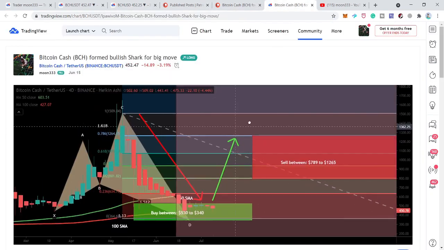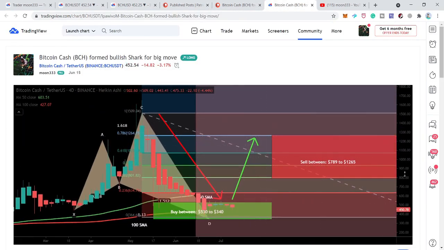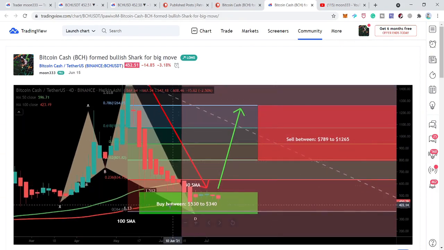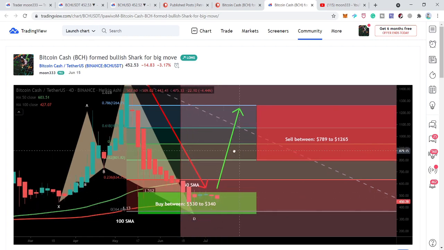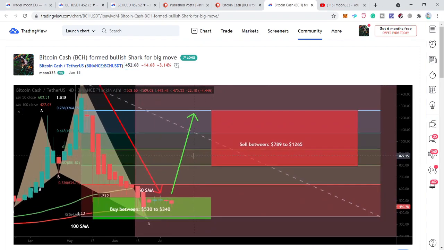This is a very big bullish shark pattern that has now been completed, and you can see that the buying zone of this bullish shark is quite wide. Therefore, I suggested using the 100 simple moving average as a stop loss, because the buying zone of this bullish shark, as per the Fibonacci sequence of this pattern, starts from $530 and goes to $340. Now the sell targets, as per the Fibonacci sequence of this bullish shark, can be from $789 to $1,265.